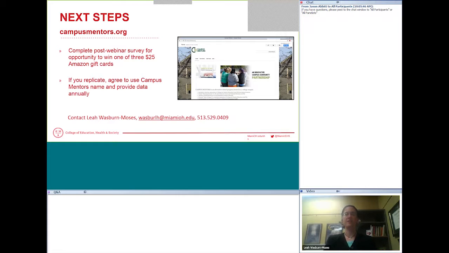And the only thing that we ask as a team is that if you do replicate this model, we ask, number 1, that you use our campus mentor's name, and it is trademarked, but it's by me, so you can use it. I want you to use it with your site, and that you agree to provide data to us annually. That's what our template is, because we want to make a large database that shows how this works. Yes, questions?